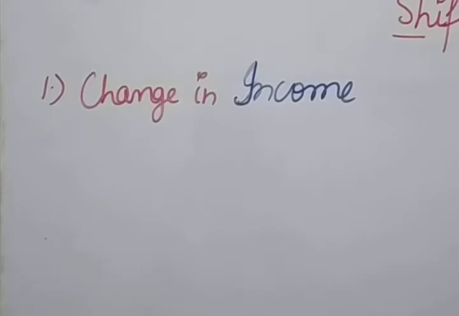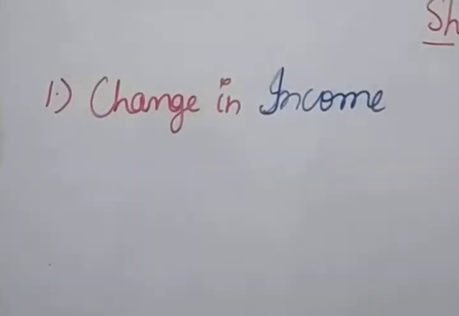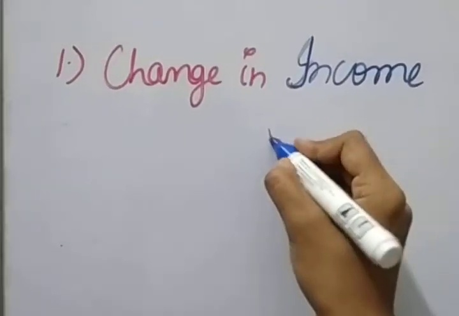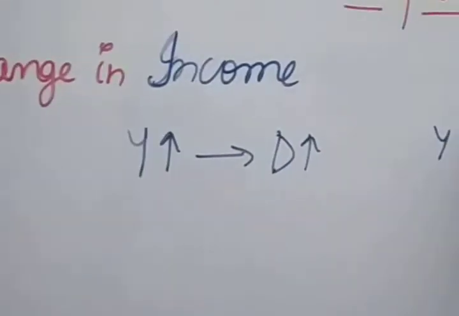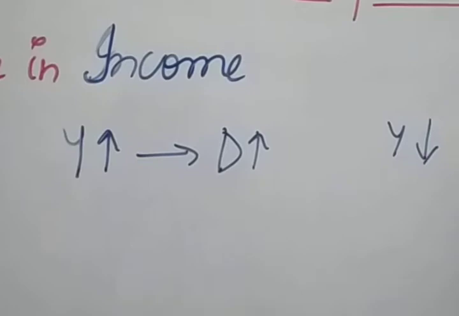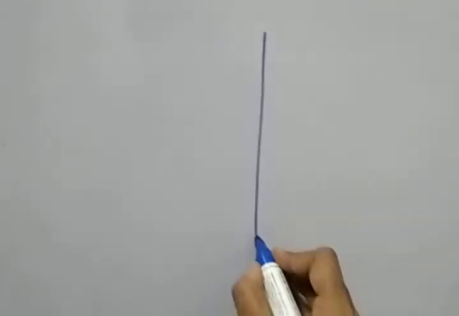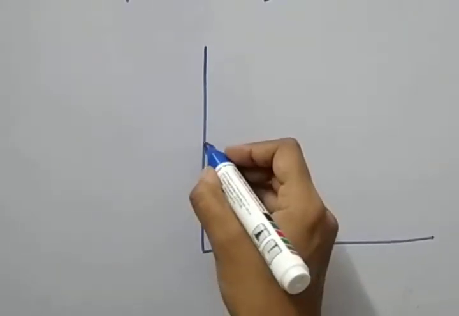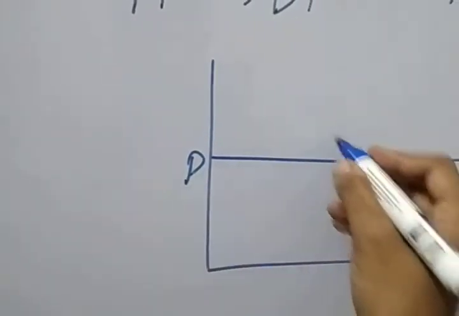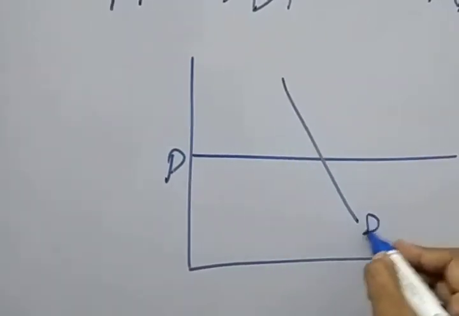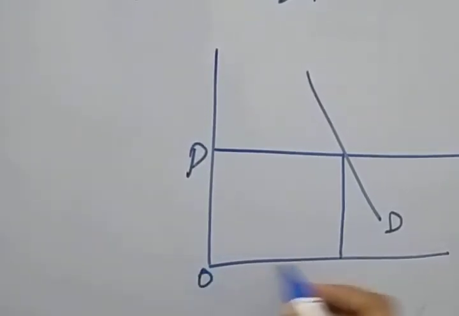Now the next factor in shifts in demand is change in income. Change in income means if your income increases, your demand will increase, and if your income decreases, the demand will decrease. First, the price of the commodity is constant, the initial demand curve is D, and the initial quantity is OQ.